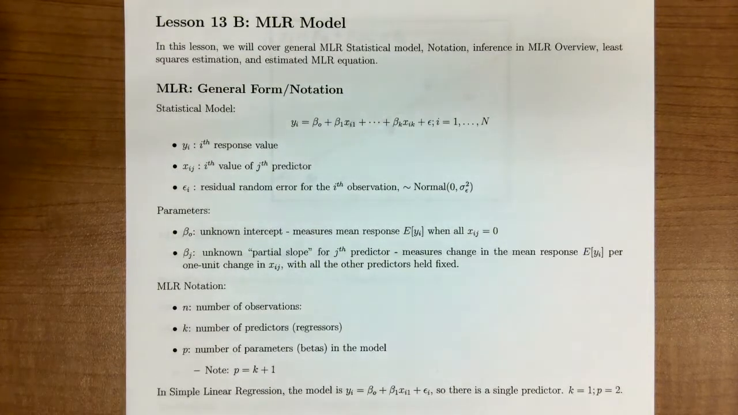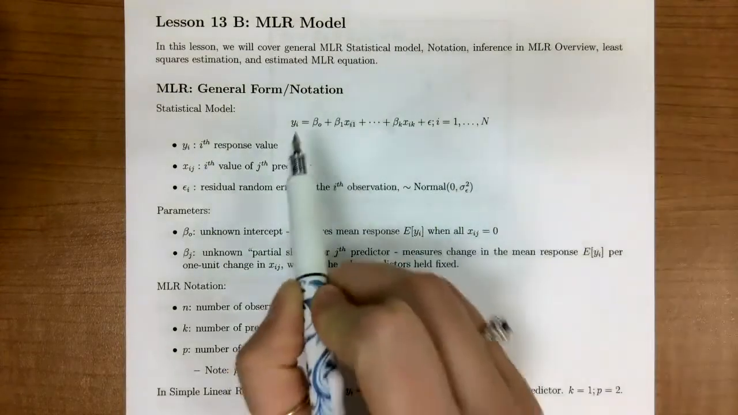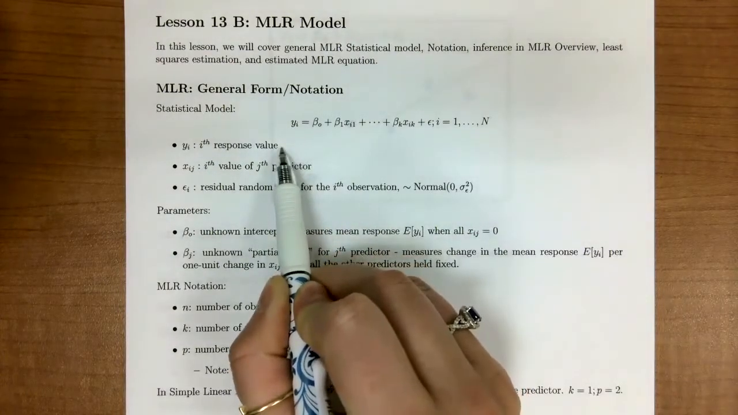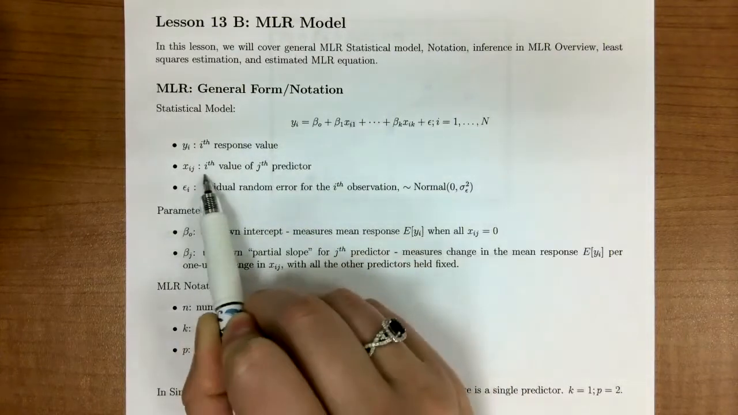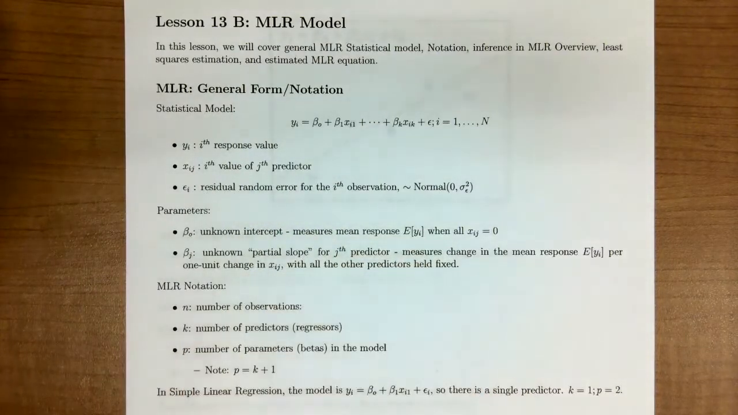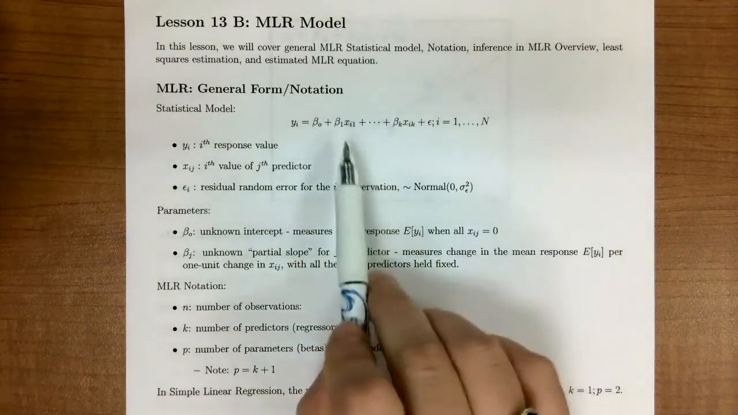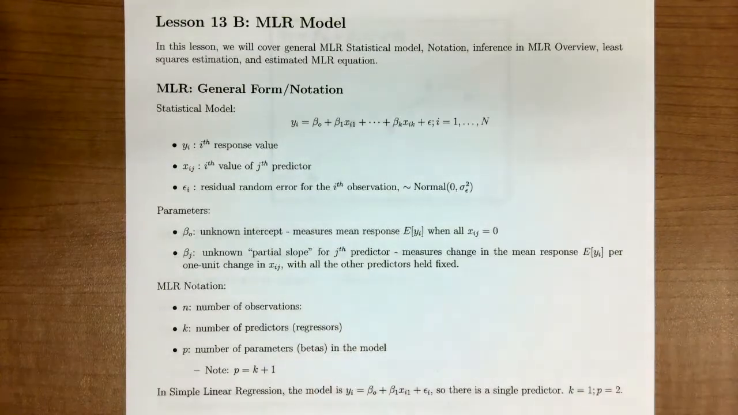Let's get started. The general form for the multiple linear regression model is seen here, where we have our yi as our response, and then our x's are going to be our multiple predictors. Recall in simple linear regression, which is a special case of multiple linear regression, we would only have one predictor or only one x. Here we have k of them.